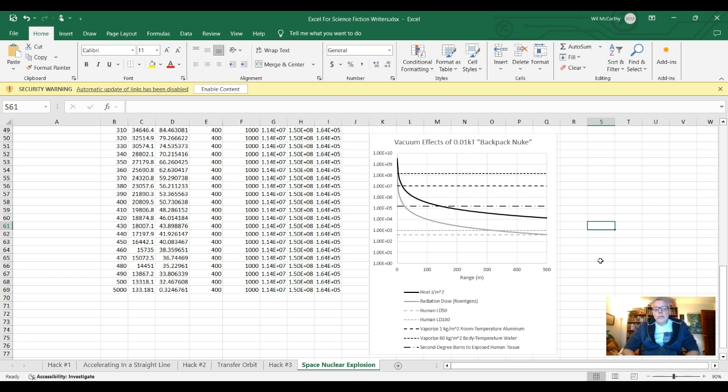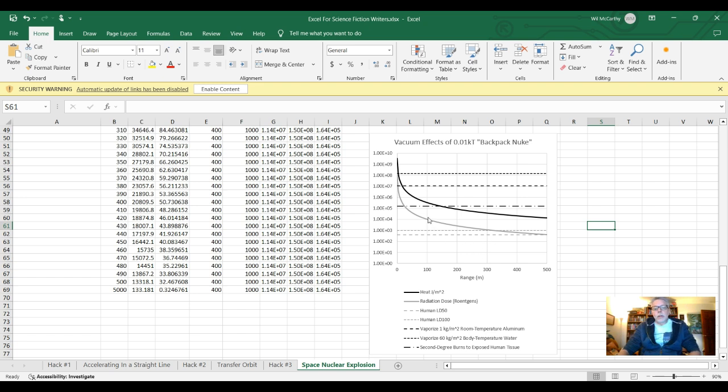And so this is not how nuclear weapons are typically portrayed in science fiction movies. And it's good to get these details right. So that's how we calculate nuclear explosions in space.